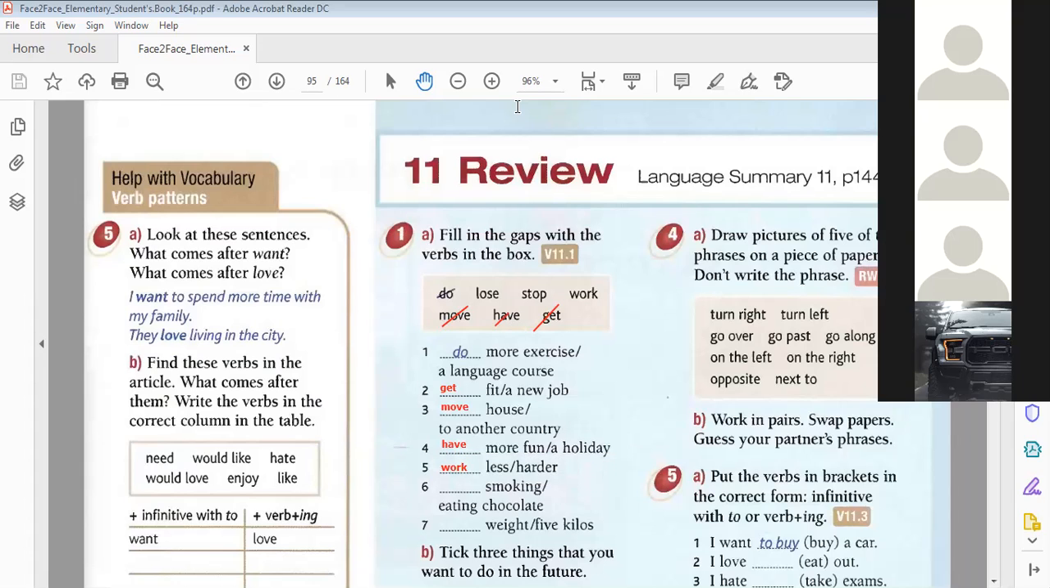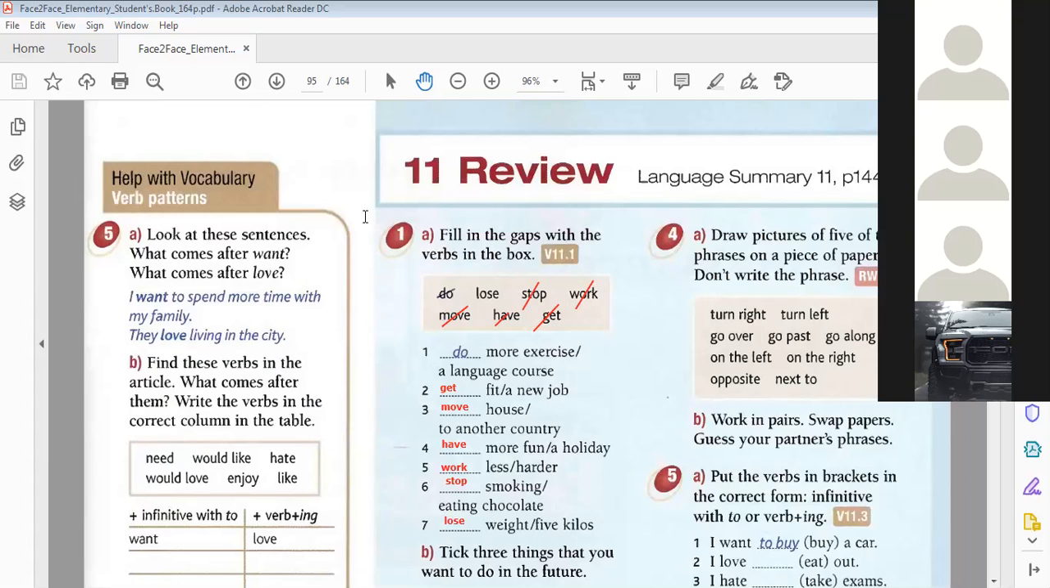Okay, next one. Smoking and eating chocolate. Stop. Yes. So we stop smoking and we stop eating chocolate. Good. And the last one is lose. We lose weight and we lose 5 kilos.